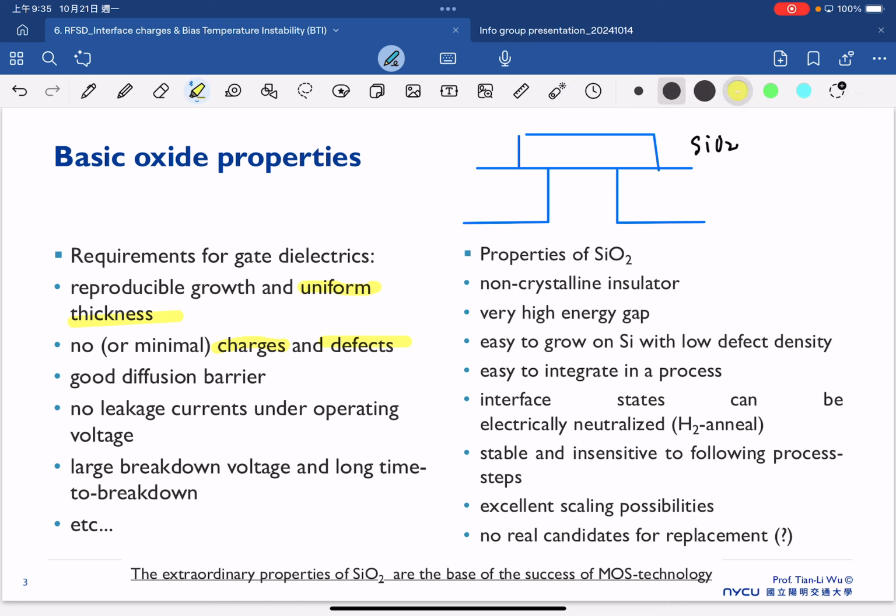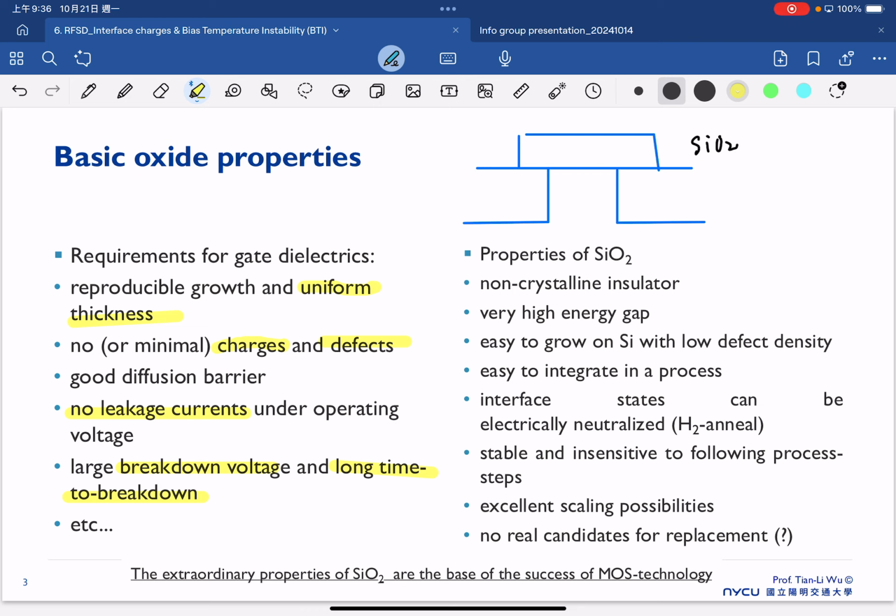And also, ideally, the dielectric should have the property of no leakage current. But of course, it's not possible to have no leakage current, because based on quantum mechanics, we know that there's an issue related to the tunneling current. But ideally, we hope our dielectric can provide highly reduced leakage current, and also a large breakdown voltage and a very long time to break down.